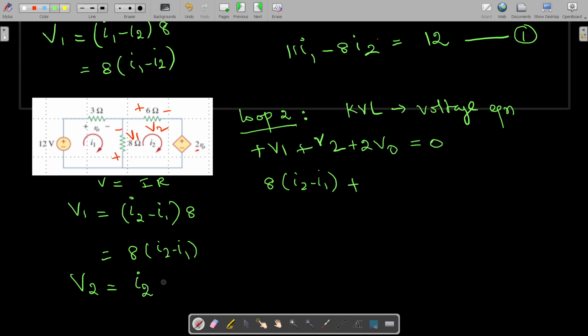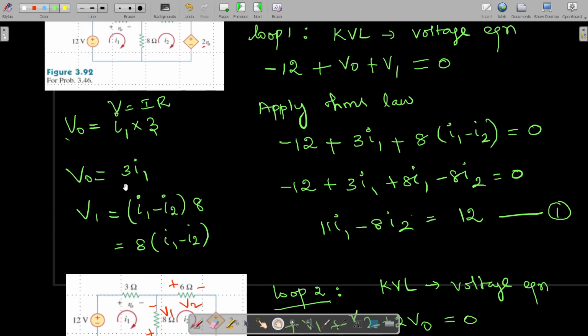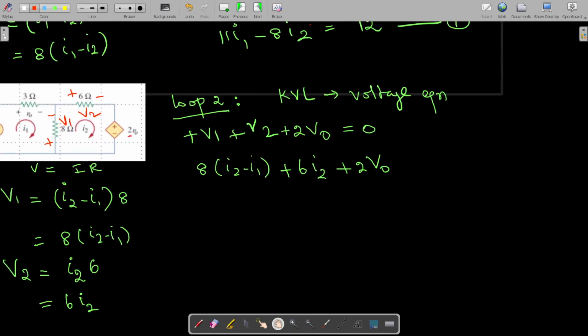It is the I2 current. What is the resistance? That is 6 ohm resistance. So it can be written as 6I2. So plus 6I2 plus this 2V0. But when you look into this V0, it is already known to us from the first loop itself, V0 is equal to 3I1. So that can be substituted here also. Instead of this V0, we can write it as 3I1. So that is equal to 0.